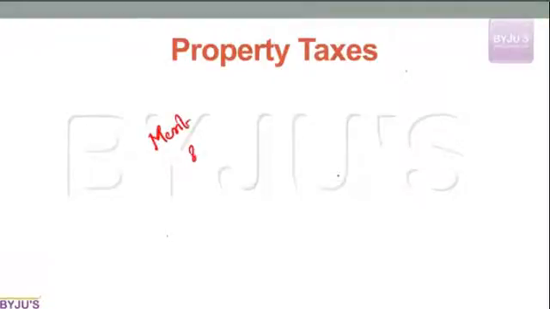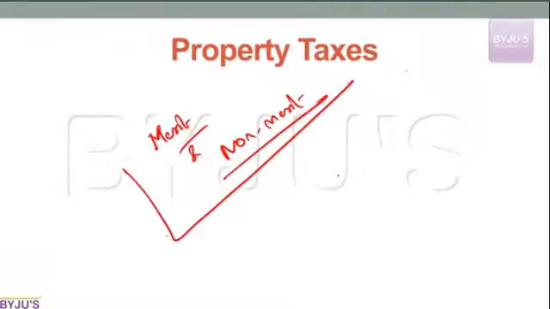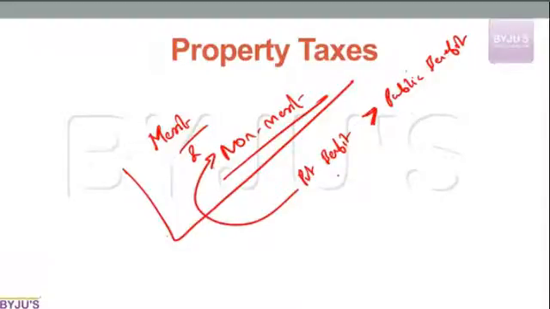Some people have asked the difference between merit and non-merit goods. Now this is actually a core economy topic. However, we'll try to quickly discuss this. Now, any good will have private benefit and public benefit. Now, some goods will have only private benefit and no public benefit. If private benefit is more than public benefit, then it's called a non-merit good.